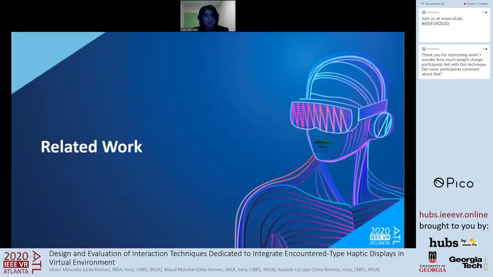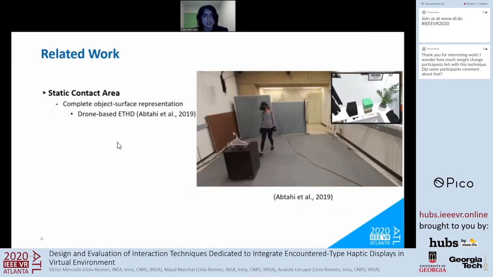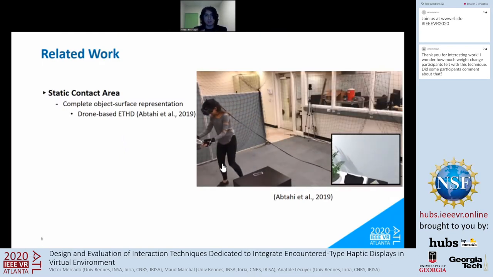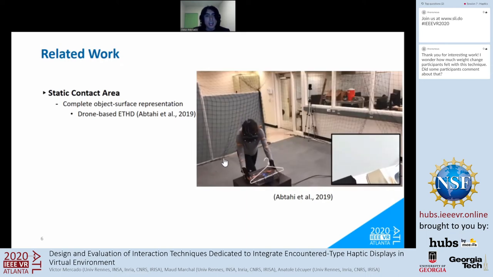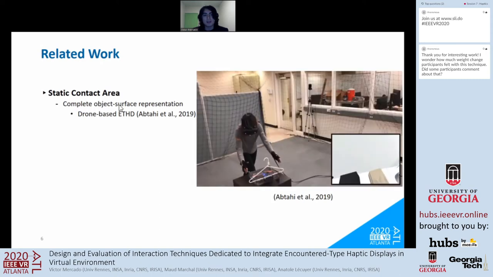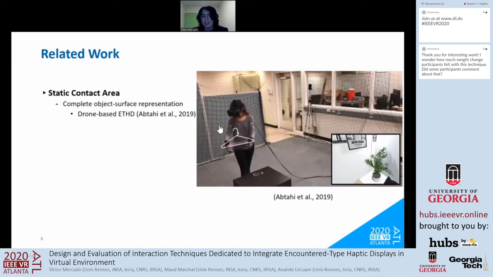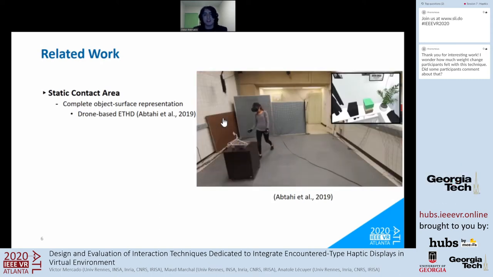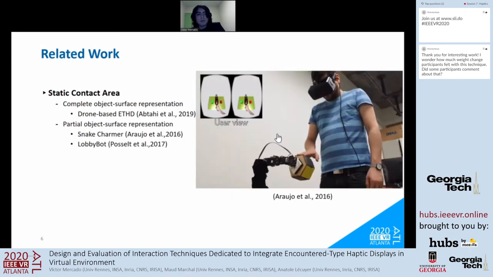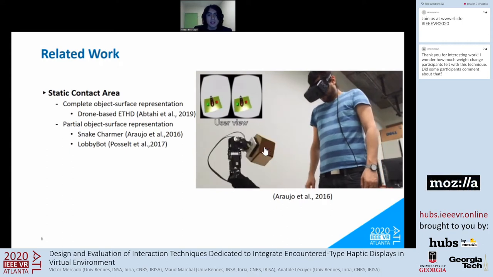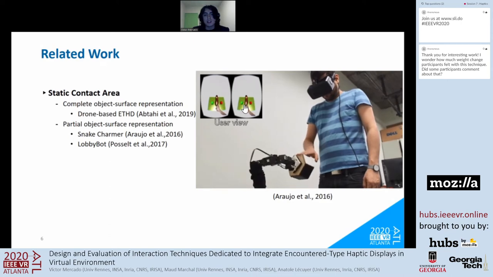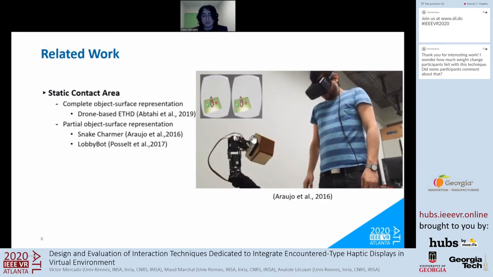So basically, we consider 2 types of contact area for ETHDs. The first is the static contact area. Basically, this means that the contact area is just going to rest over one position. And there are 2 types of static contact area. One is dedicated to complete object surface representation, basically meaning that the user can actually touch the entirety of the object, as we can see here in the work of Aptahi et al. But we also have partial object surface representation, present, for instance, in the work of Araujo et al. So for instance, here the user can actually touch one little part of this virtual shoe.